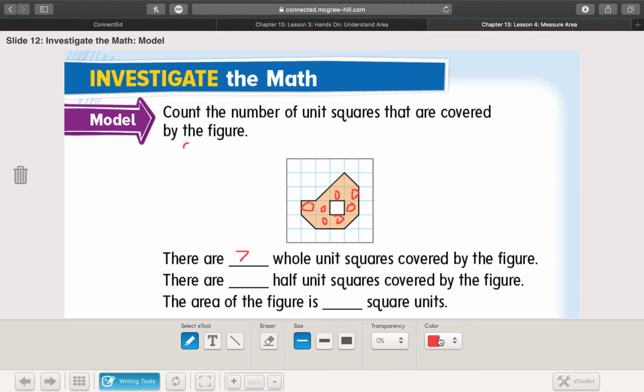Now I want to figure out how many half squares. So I'm going to use a different color. How many half squares are shaded in? Here's a half. Here's a half. 1, 2, 3, 4, and 5. I found 5 half unit squares that are covered by this figure. So I have 7 wholes and I have 5 halves.